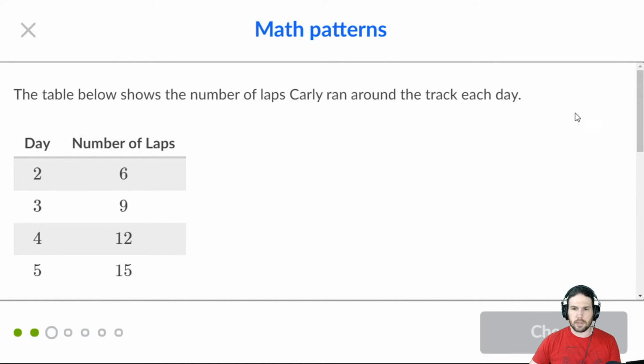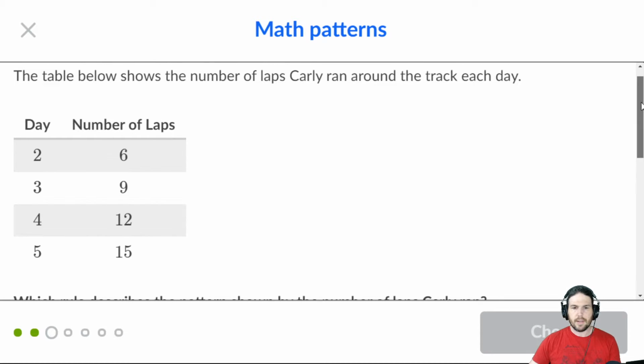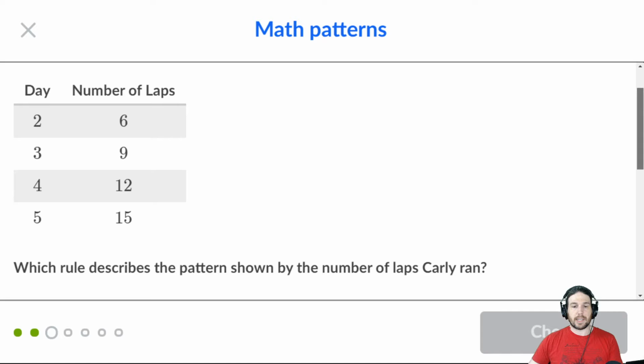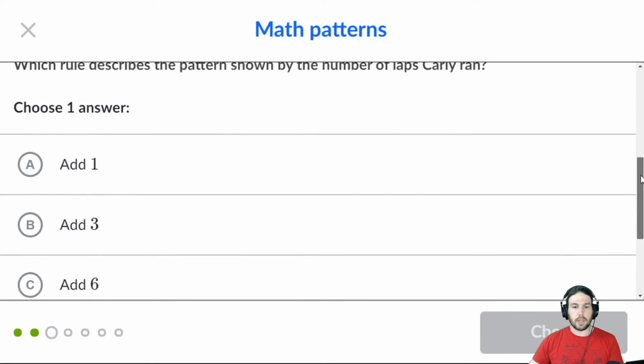The table below shows the number of laps Carly ran around the track each day. This is the same exact thing. Oh, but it's asking about what the rule is. So we already talked about this. The rule is add 3.